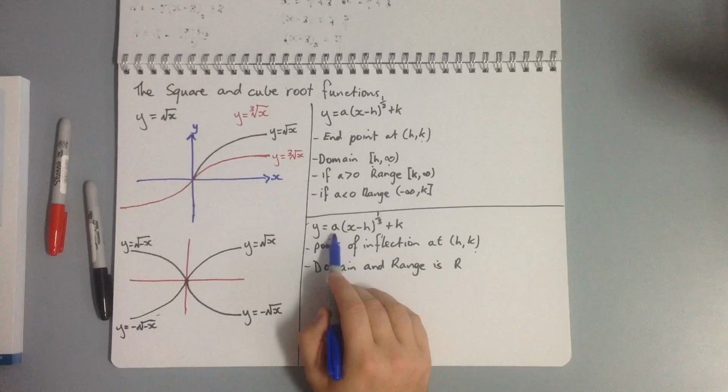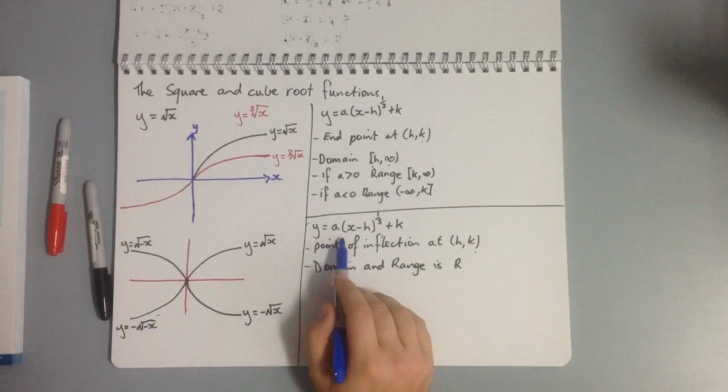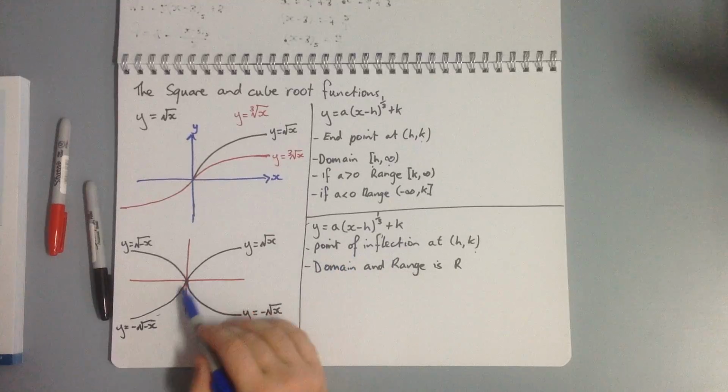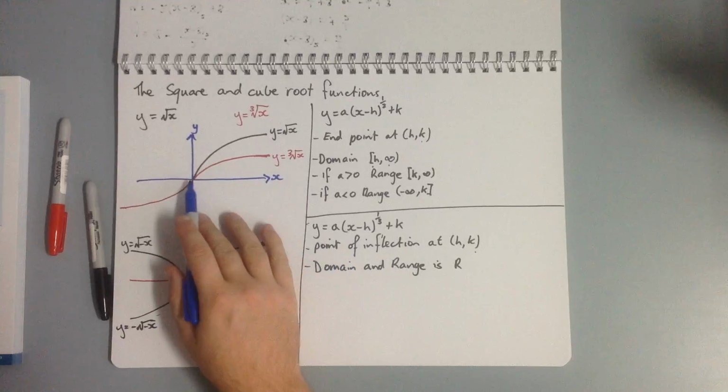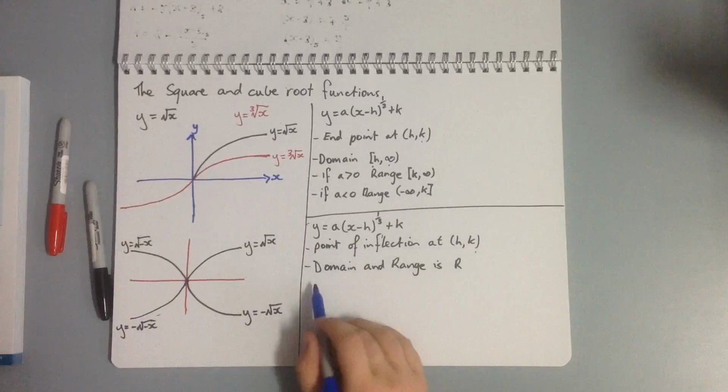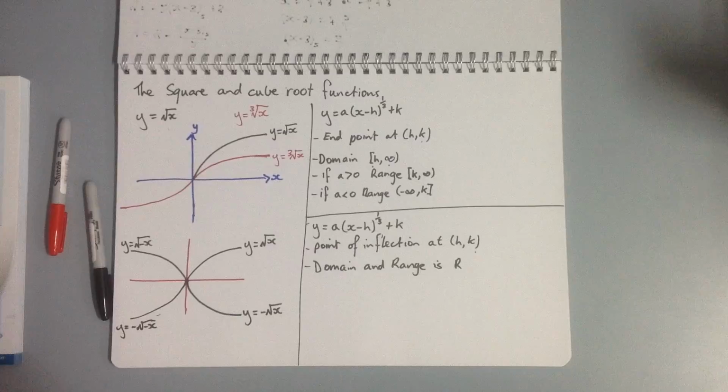For our cube root, then we have y equals a outside of (x take h) to the power of a third, plus k. So we get a point of inflection, because it is very much like a point of inflection, at (h, k). And the domain and range are both R for those ones.